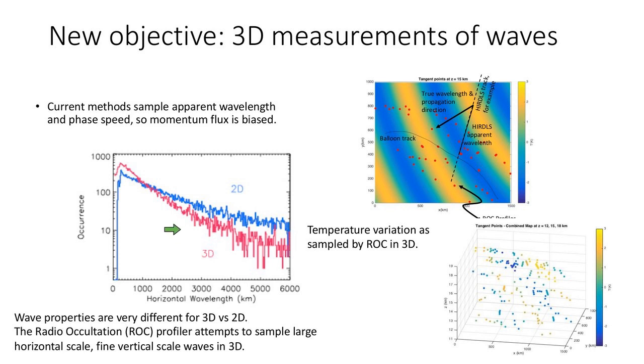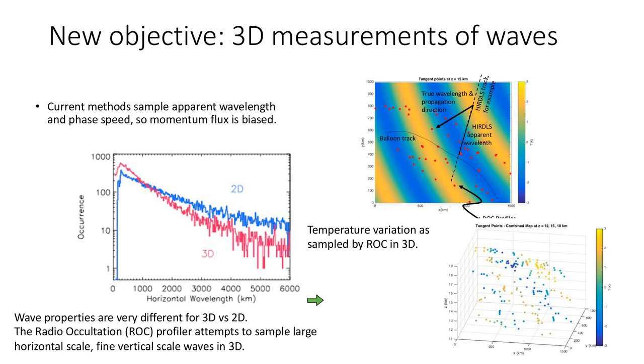This graph on the left shows that if you try to model the occurrence of gravity waves and then make measurements of them in 2D, you would get a very different value than you would in 3D. So the idea is that we only have measurements in 2D as we're flying along, if we're just making the in situ measurements, just along the flight track and in the vertical.